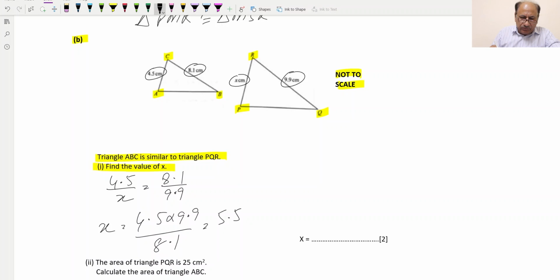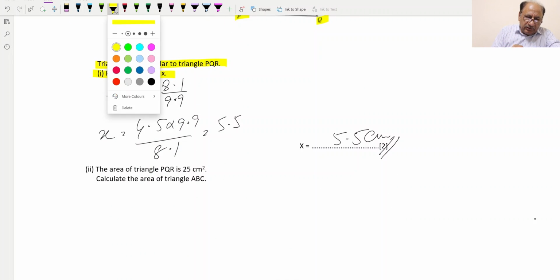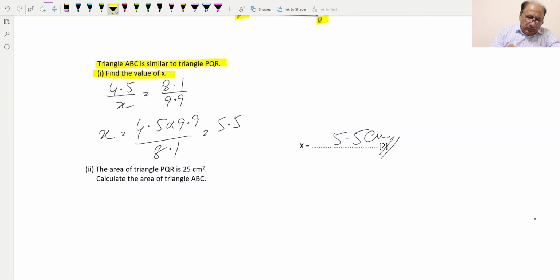Now what is next? This is basically done, 5.5, 2 marks. It's in centimeters, so we can write centimeter also. Then the next part is area. The area of the triangle PQR is 25 centimeter squared. Calculate the area of the triangle.